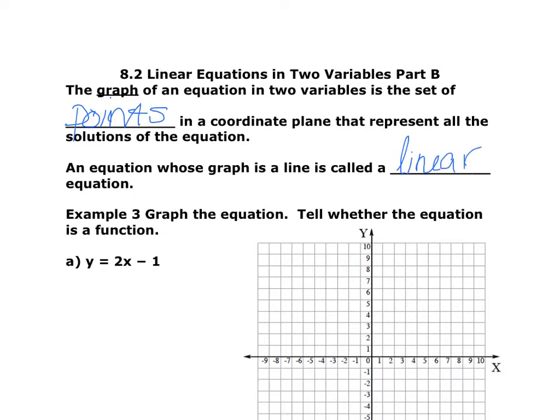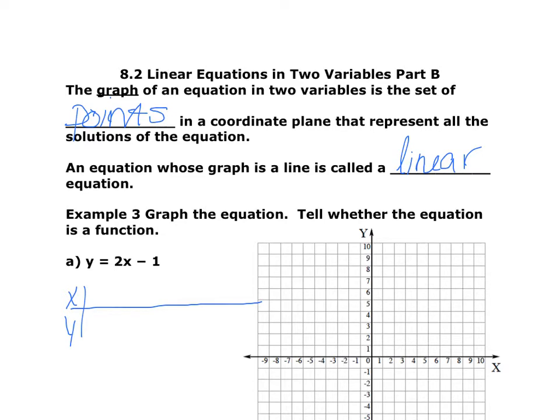Example 3, graph the equation, tell whether the equation is a function. Well, we already know how to tell if it's a function or not. When it's on a coordinate plane, we do the vertical line test. The only other thing that we have to do here, and you have to do this on every problem, is make a table. We will learn a shorter way before the chapter is over, but for these first ones, we're going to make a table.